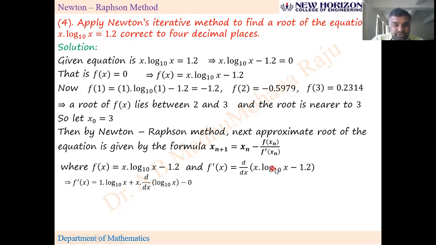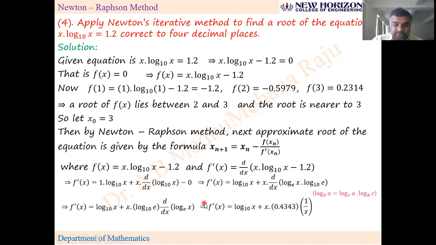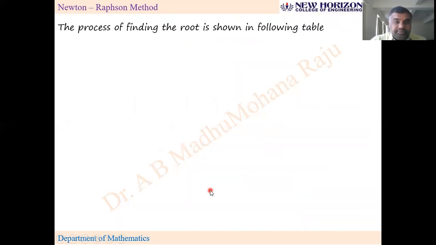So use the UV rule of differentiation. The differentiation of x is 1, times log x base 10, plus x into d by dx of log x base 10. Log x base 10 can be written as log x base e into log e base 10. Log e base 10 is a constant, and its value is 0.4343, 0.43429. So we can use d by dx of log x base e as 1 by x. Hence, f dash of x is equal to, x and x get cancelled, 0.4343 plus log x base 10. That you can list out in tabular form.